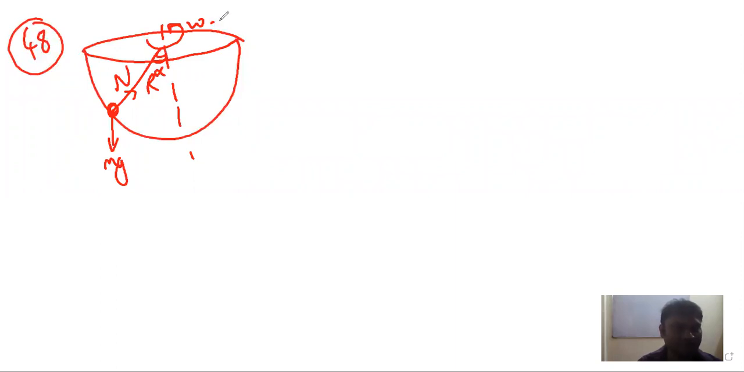Find the angular speed, omega. So let us think how to solve this question. One is weight mg, another is normal reaction. Let us take the components of forces.